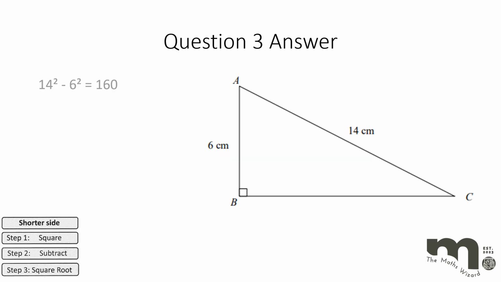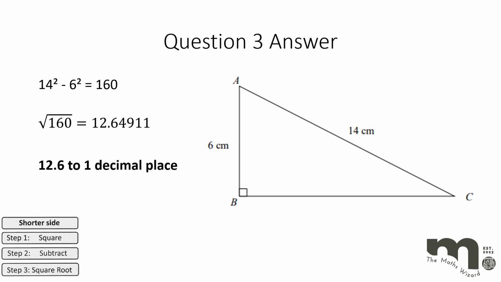Okay, so first of all, we do 14 squared, take away 6 squared, which is 160, square root that, and we get 12.64911 to 5 decimal places. The question actually asked to do it to 1 decimal place, so that was 12.6 to 1 decimal place there.